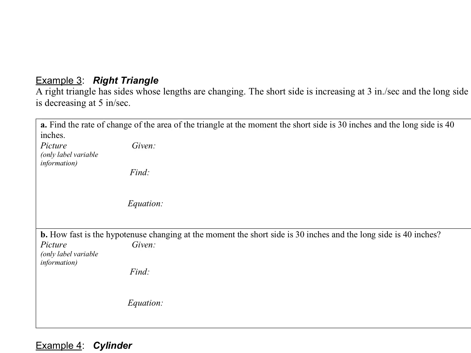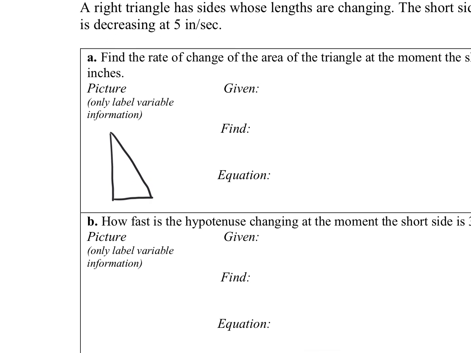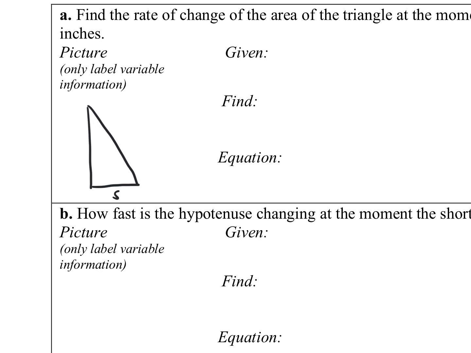So let's go ahead and draw ourselves a picture here of our triangle. That was a terrible triangle. This is why Notability is so much better. I remember when I used to have to prove that these things were real. So I'm going to label my short side with S and my long side with L, okay?